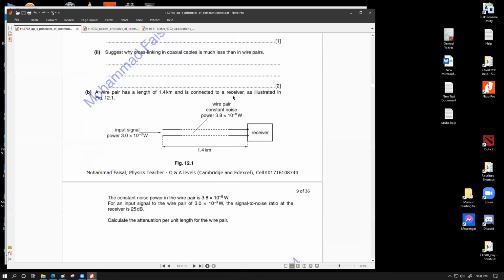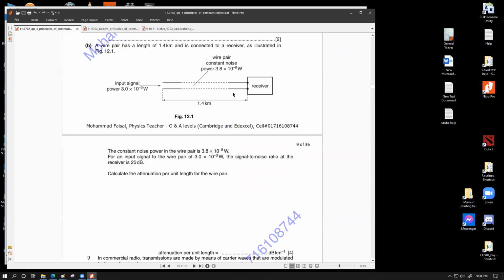I'm going for the 8B. A wire pair has a length of 1.4 kilometer and it is connected to a receiver as illustrated in figure 12.1. The constant noise power in the wire pair is 3.8 times 10 to the minus 8 watt. For an input signal to the wire pair of 3.0 times 10 to the power minus 3 watt, the signal to noise ratio at the receiver is 25 decibel. Calculate the attenuation per unit length of the wire pair.